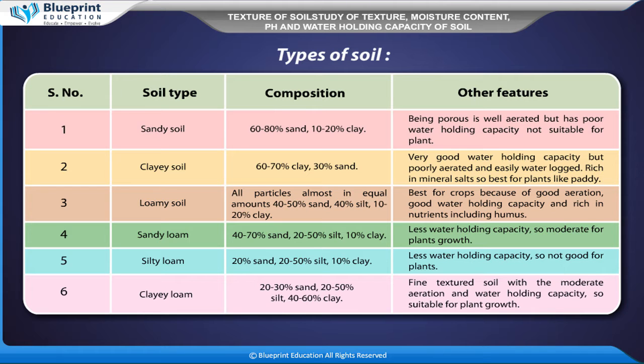Silty loam, 20% sand, 20 to 50% silt, 10% clay. Less water holding capacity, so not good for plants. Clay loam, 20 to 30% sand, 20 to 50% silt, 40 to 60% clay. Fine textured soil with moderate aeration and water holding capacity, so suitable for plant growth.